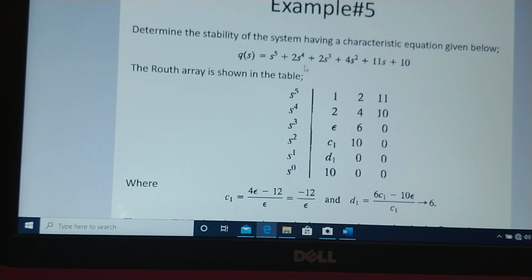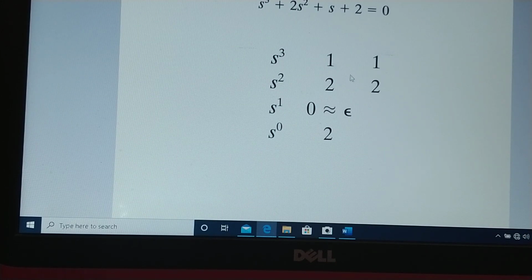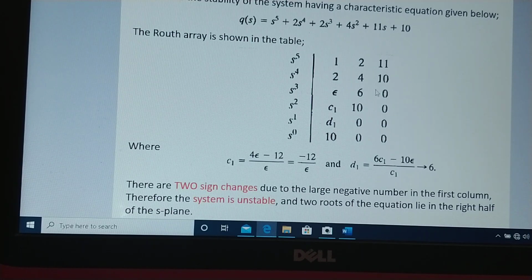Example 5. Qs equal to s to the power 5 plus 2s to the power 4 plus 2s cube plus 4s square plus 11s plus 10. Now Routh array can be formed as follows, as we seen earlier. The only thing is where it was coming 0, 1 into 2, 2, minus 2 into 2, 1, 0, 2 minus 2 becomes 0. This 0 is replaced by epsilon. Here 2 into 2, 4, minus 1 into 4, 4, 0 divided by 2 becomes indeterminate, hence epsilon has been taken. And we proceed further as we used to proceed in our Routh array.